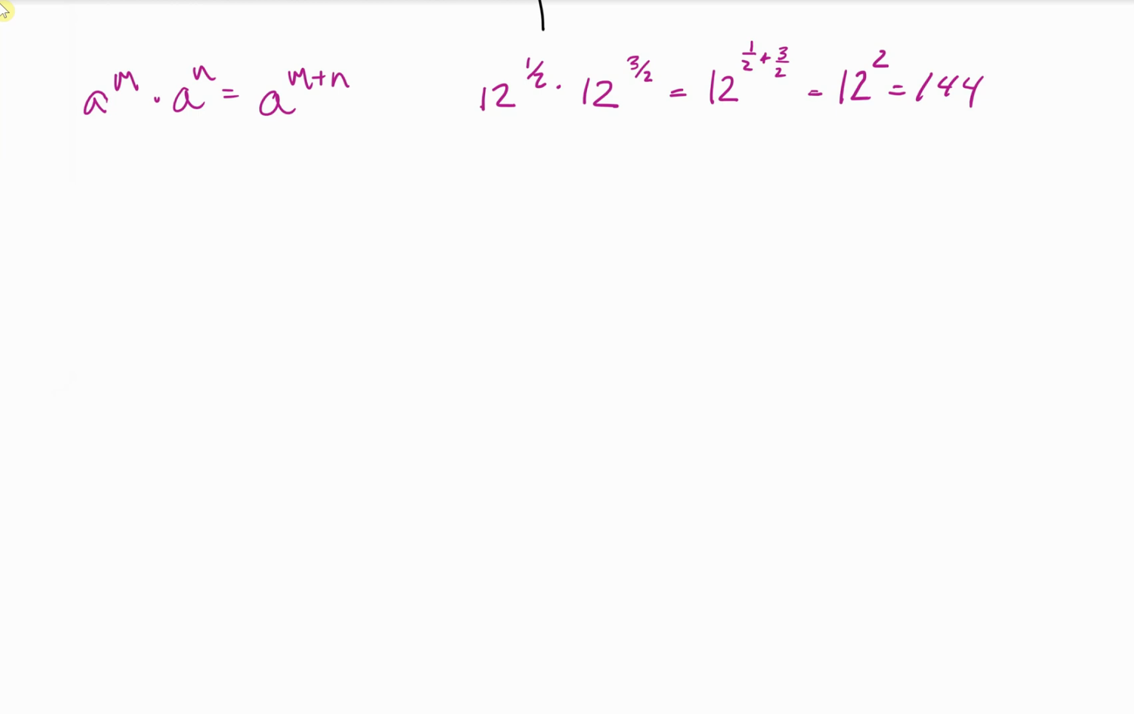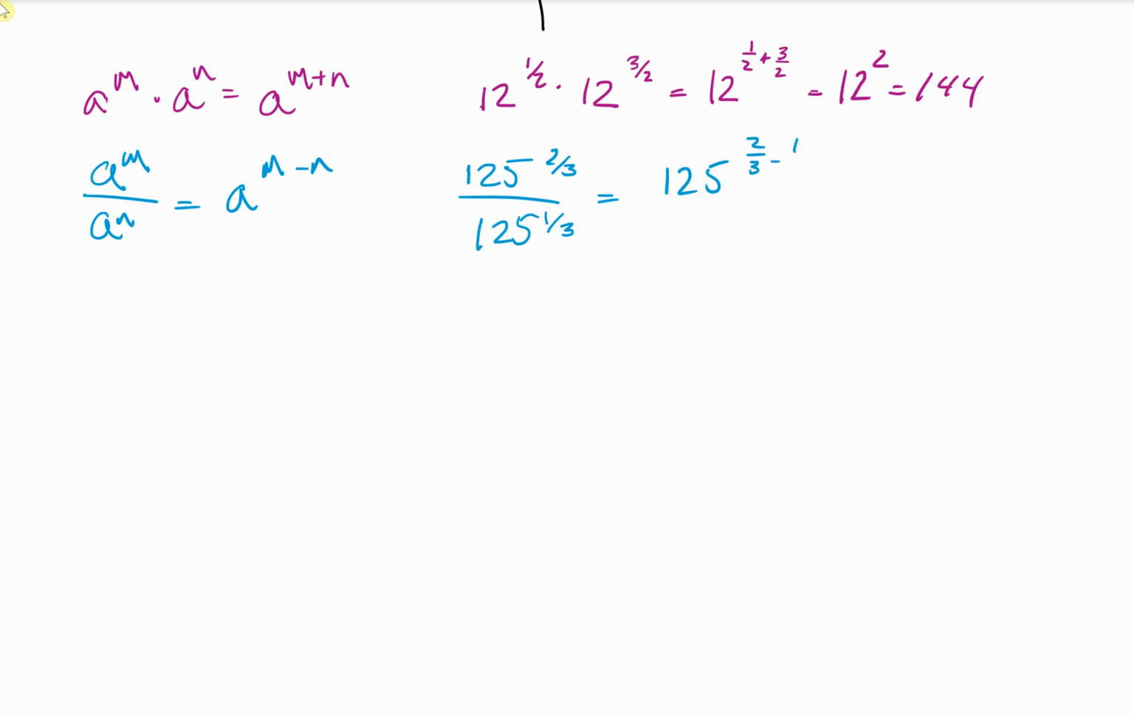Remember that also, quotient property. A to the m divided by a to the n is a to the m minus n. So let's say I had 125 to the 2/3 divided by 125 to the 1/3. That would be 125 to the 2/3 minus 1/3. 125 to the 1/3 power, which is 5.